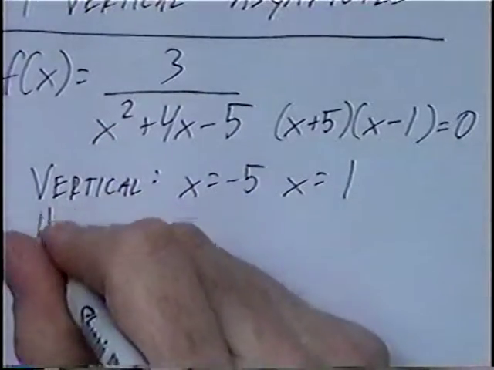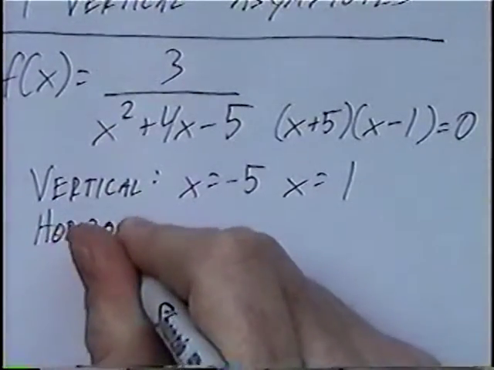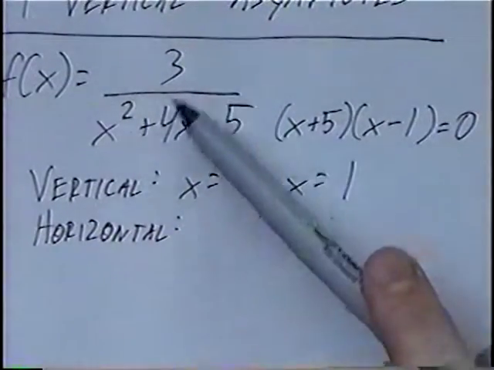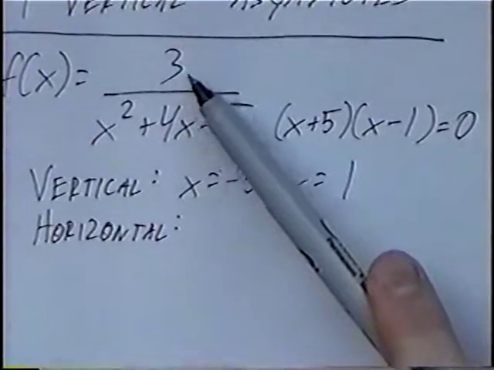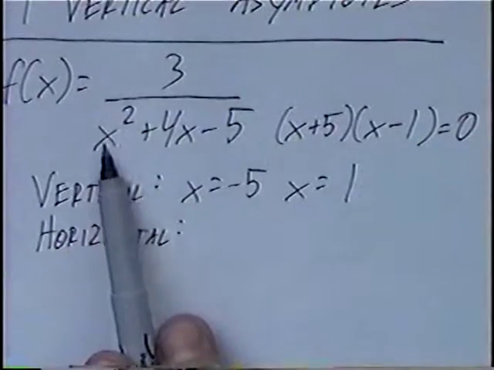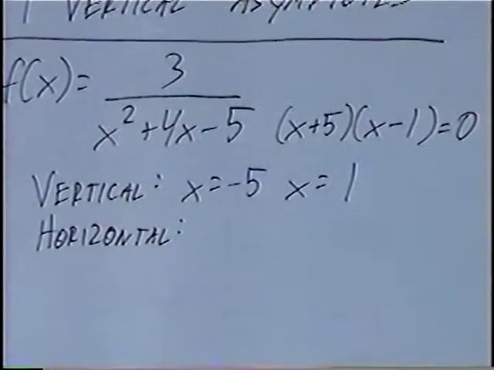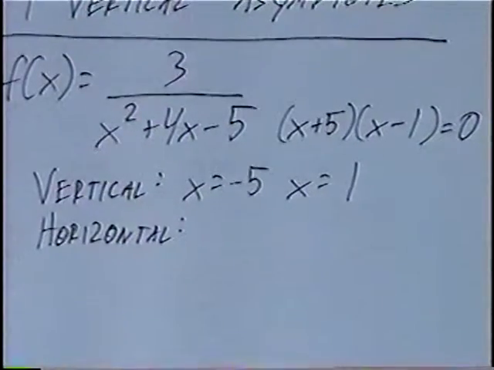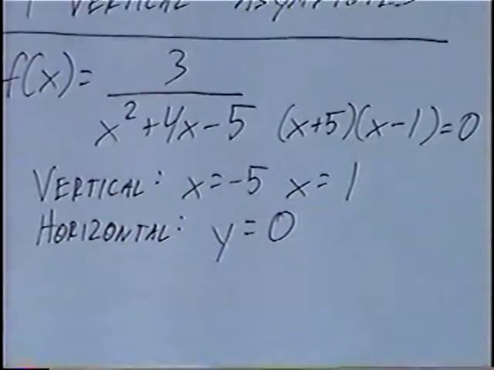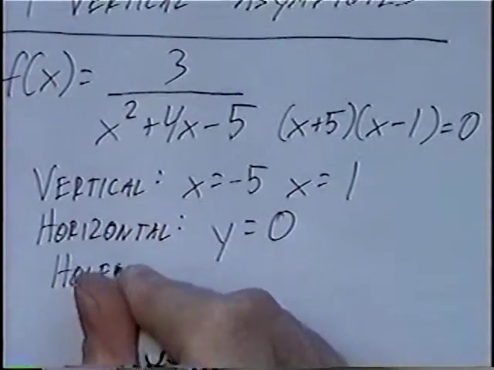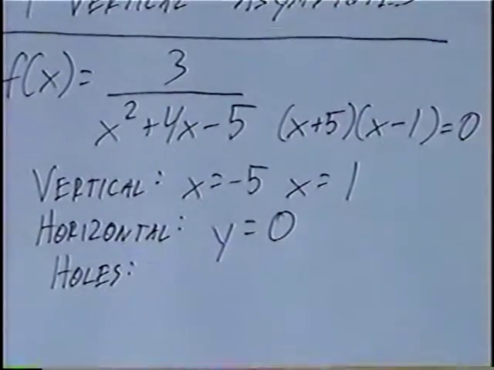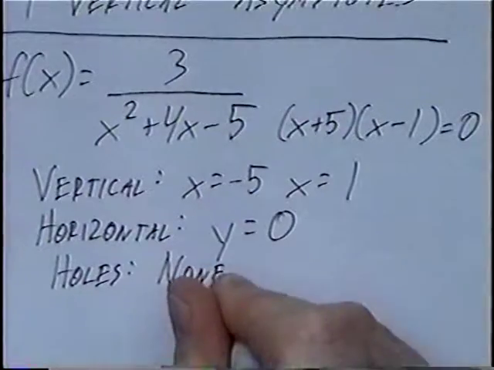For the horizontal asymptotes, again, we'll look at the degree or exponents for the numerator and denominator. Having a single 3 has no variable or x's, so the degree of the numerator will be 0, and the degree or highest exponent would be 2 for the denominator. So the numerator is lower than the denominator, which means the horizontal asymptote is y equals 0. And looking for any holes in this graph, we have just a single 3 in the numerator, so there's no factor to cancel, so holes would be none.